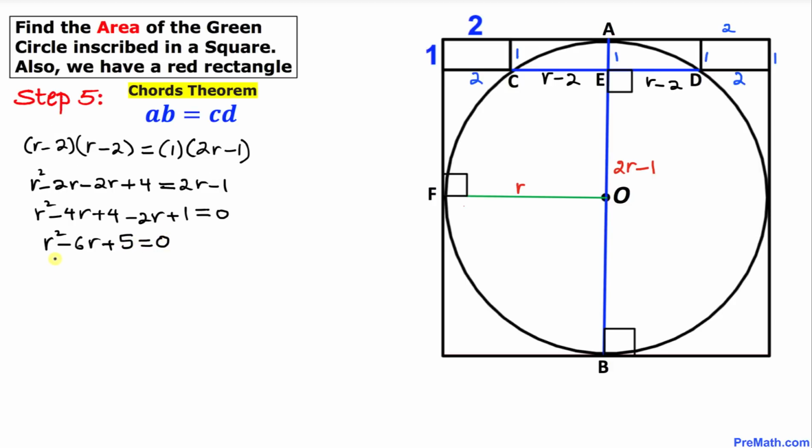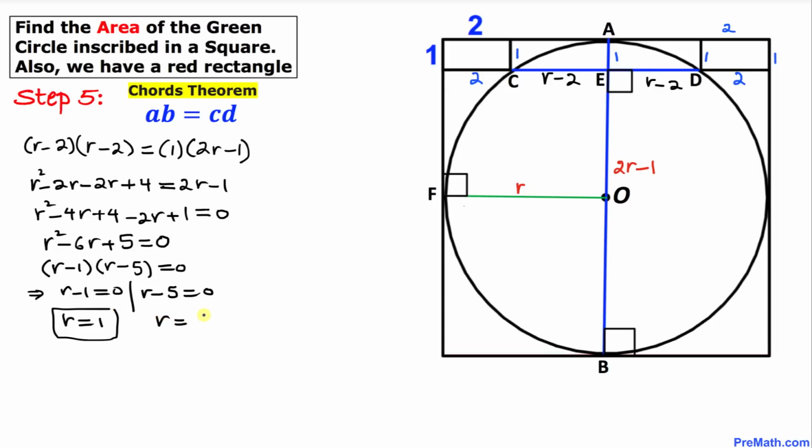And here we got a quadratic equation. Let's go ahead and factor that one out. Our possible factor is going to be R minus 1 times R minus 5 equal to 0. And now let's separate them. We are going to get R minus 1 equal to 0 or R minus 5 equal to 0. That means we have R equal to 1 or R equal to positive 5.